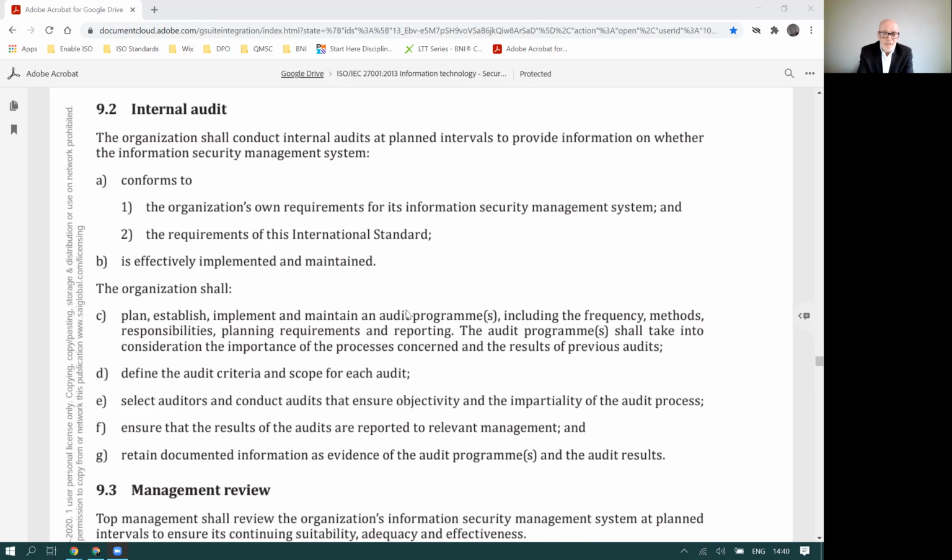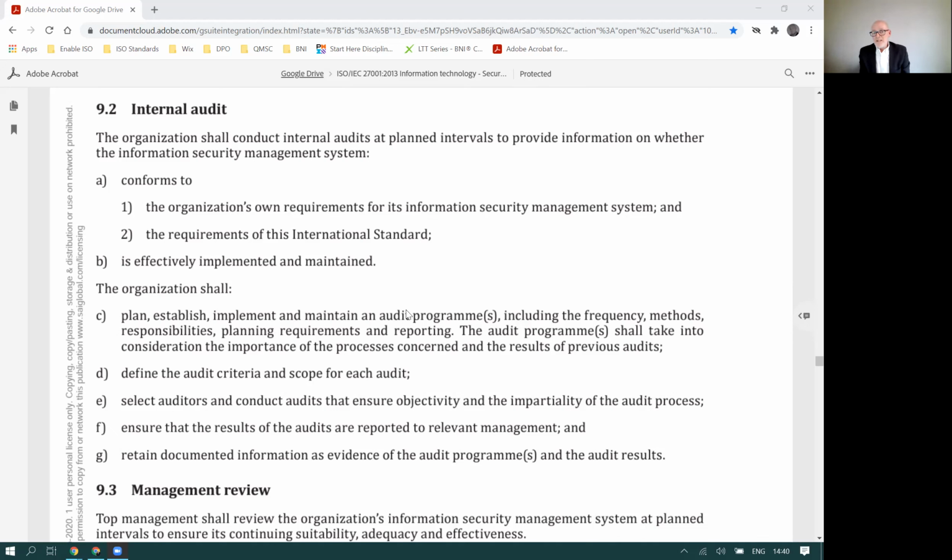So for the second part of the criteria, let's have a look now. The organisation shall C, plan, establish, implement and maintain an audit programme, including the frequency, methods, responsibilities, planning requirements and reporting. Second part of that is the audit programme shall take into consideration the importance of the processes concerned and the results of previous audits.